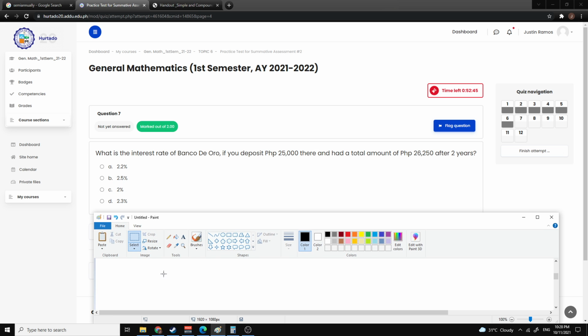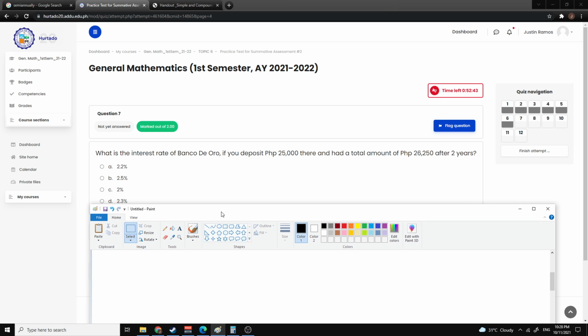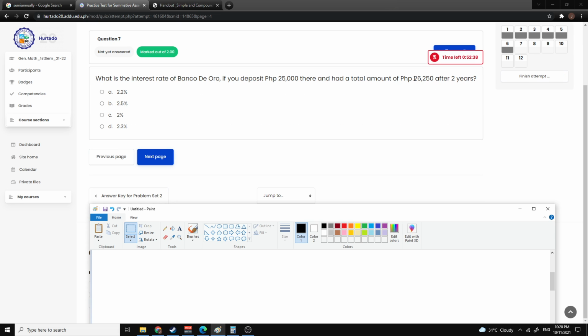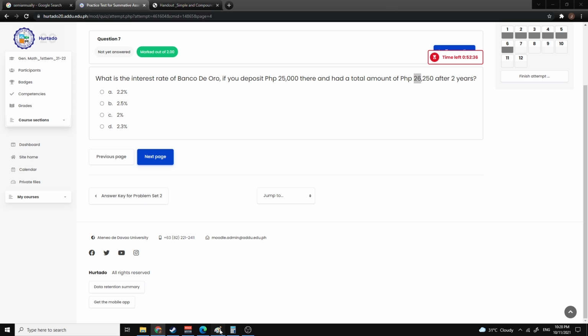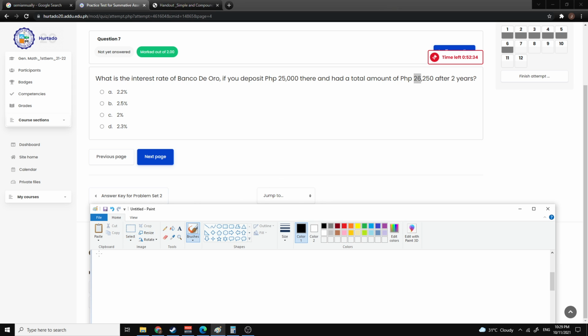Okay. So what's the interest rate of Banco de Oro if you deposit 25,000 there and had a total amount of PHP 26,250 after 2 years? Okay, so let's keep track of the variables here. Our principal value is 25,000, right? And then our future value is going to be equivalent to 26,250.